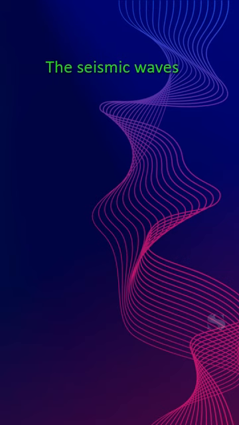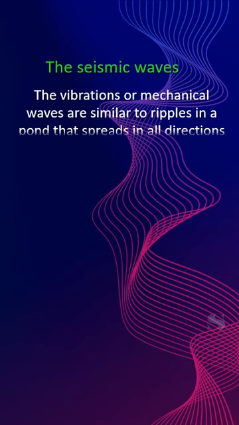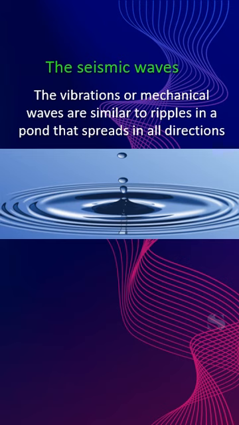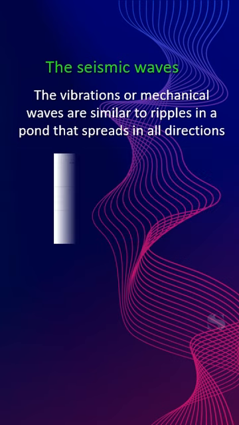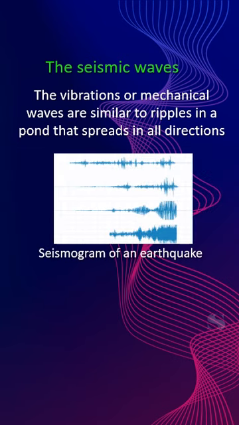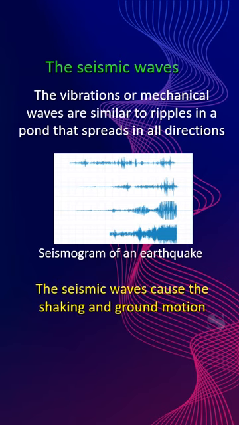The seismic waves. The vibrations, in the form of mechanical waves, are similar to the ripples created in a pond on throwing a stone. They spread out in all directions. Mechanical waves require a medium to propagate. In the case of earthquakes, the medium is the Earth's surface and subsurface layers, specifically the crust and mantle. These waves are known as seismic waves. The literal meaning is shaking waves. These waves are responsible for the shaking and ground motion experienced during an earthquake.